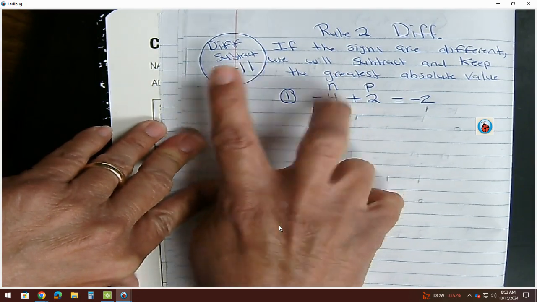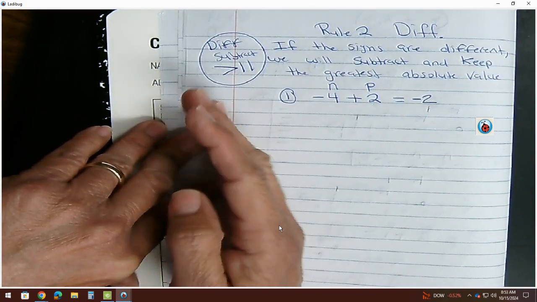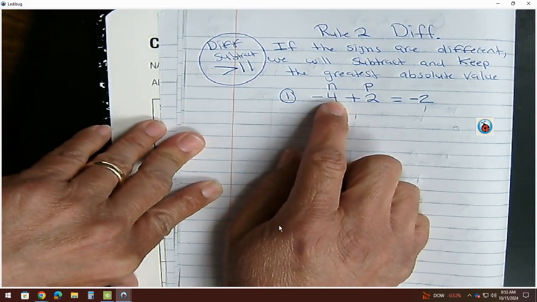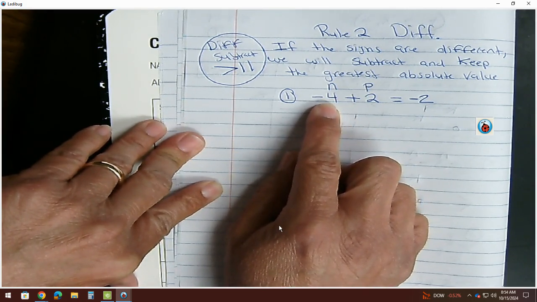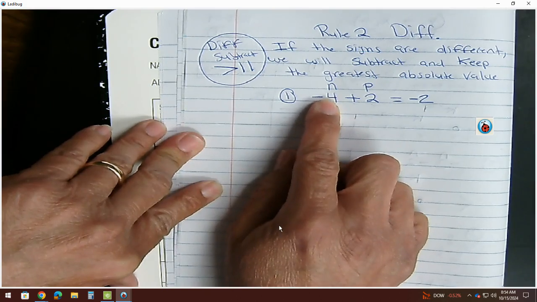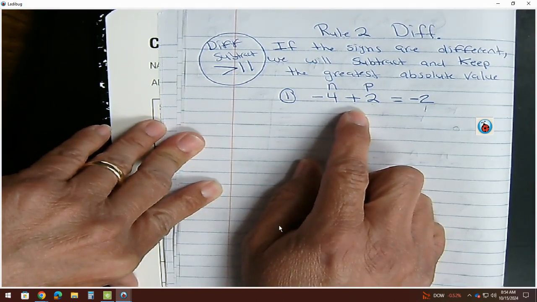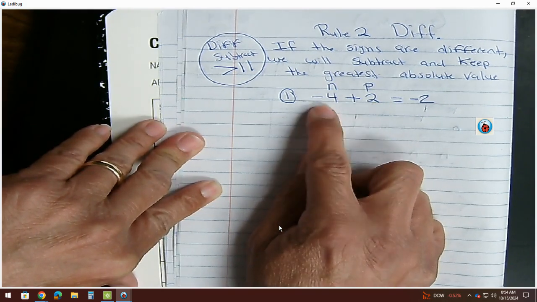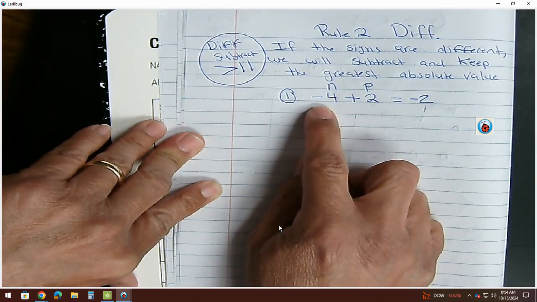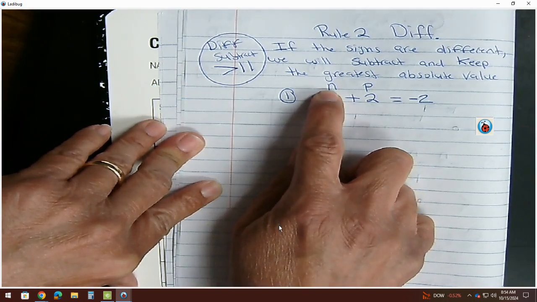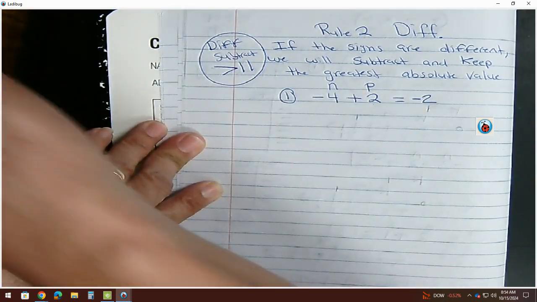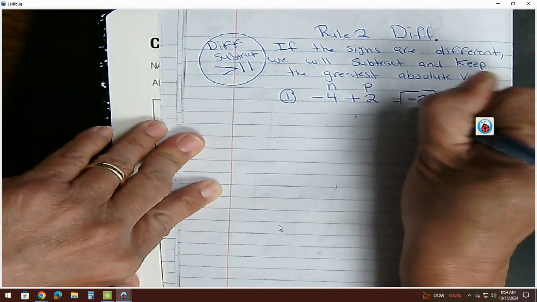The two vertical bars are the symbols for absolute value. So what's the absolute value of negative 4? How far is this guy from 0? 4. Not negative, 4. Absolute value is always positive. How far is 2 from 0? 2. Who has the greatest absolute value? 4. He's farthest from 0. So what symbol is he here? Negative. That's why we keep it negative.